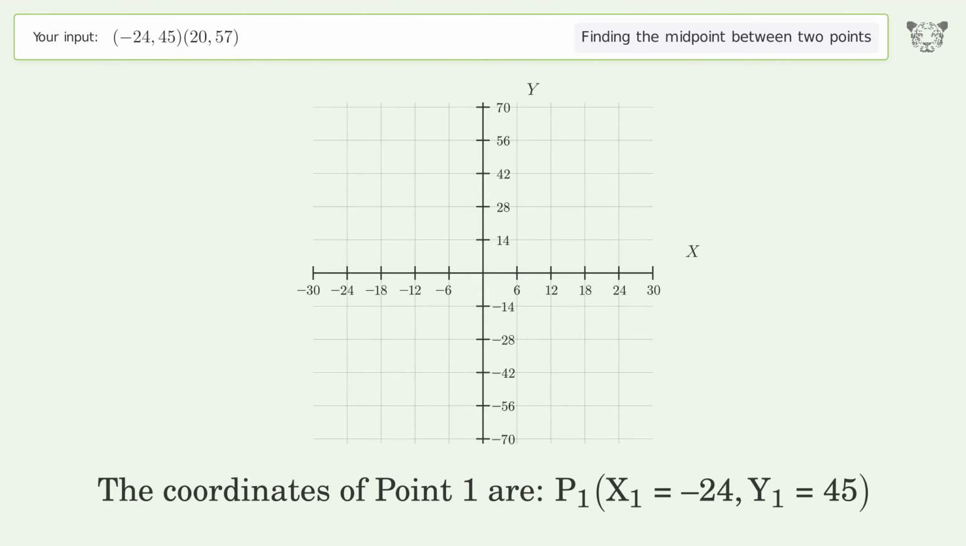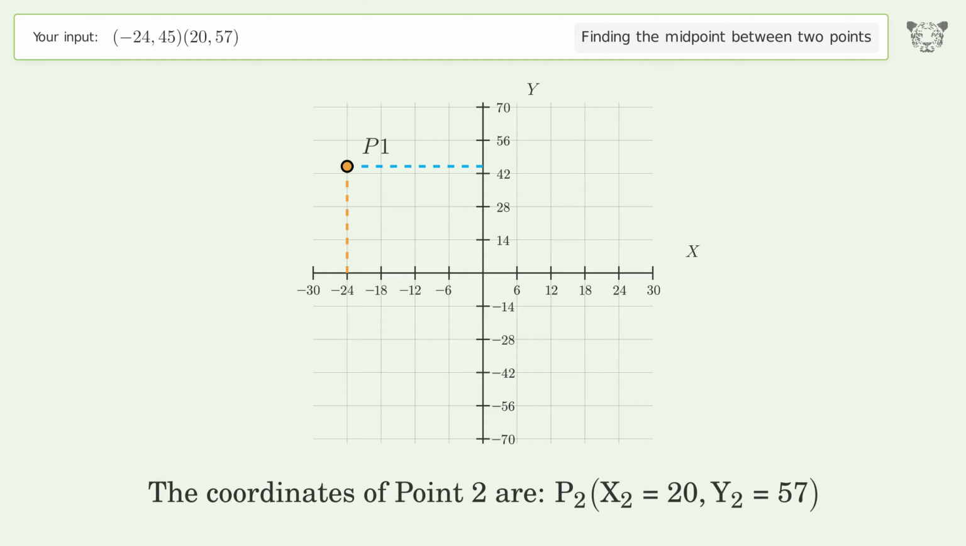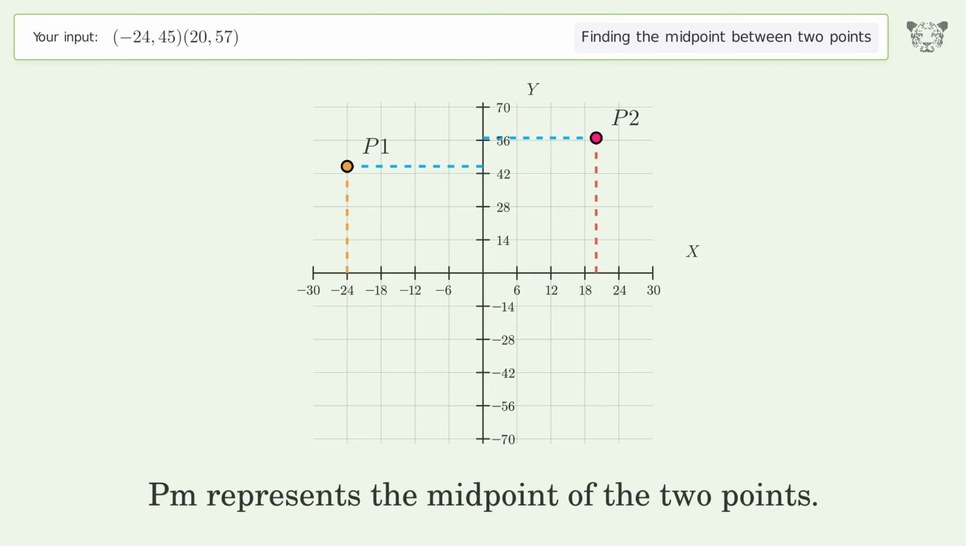The coordinates of point 1 are x1 equals -24, y1 equals 45. The coordinates of point 2 are x2 equals 20, y2 equals 57. PM represents the midpoint of the 2 points.